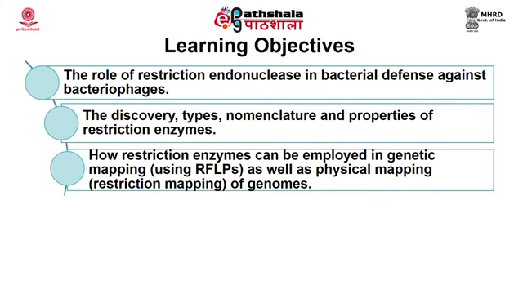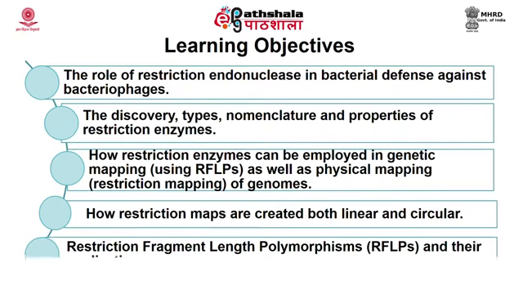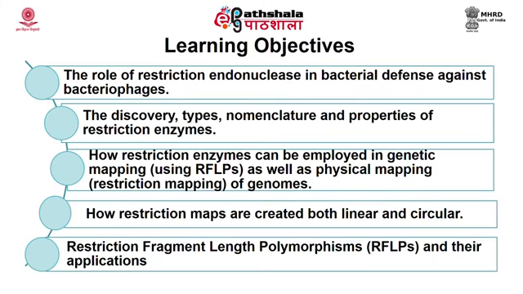Third, how restriction enzymes can be employed in genetic mapping using RFLP as well as the physical mapping, restriction mapping of enzymes. Fourth, how restriction maps are created, both linear and circular. Fifth, restriction fragment length polymorphisms or RFLP and their application.